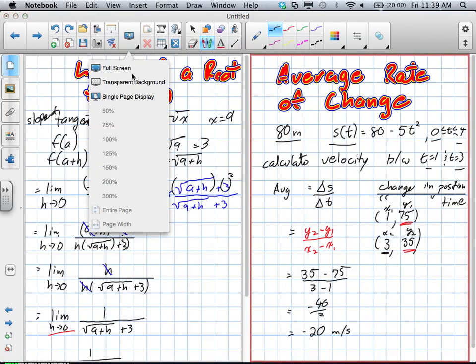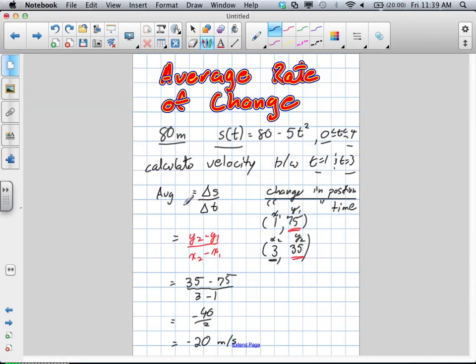Whoops. Single page, entire page. There you go.